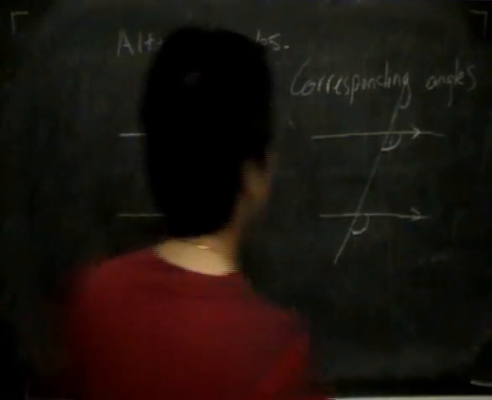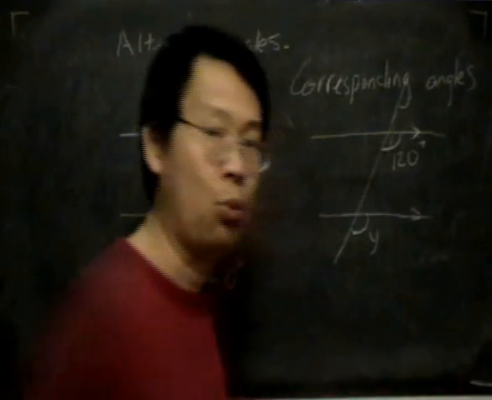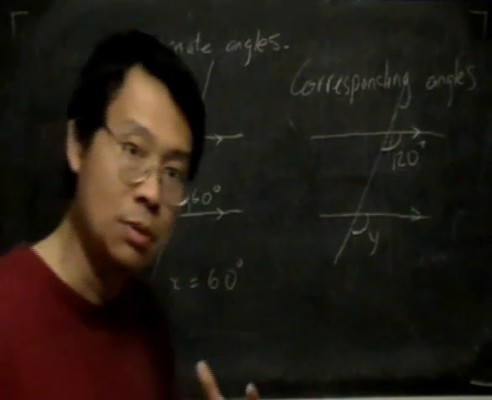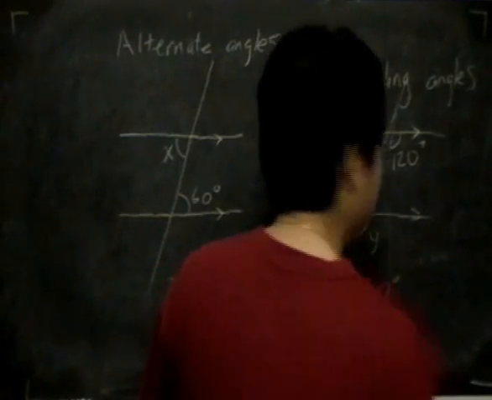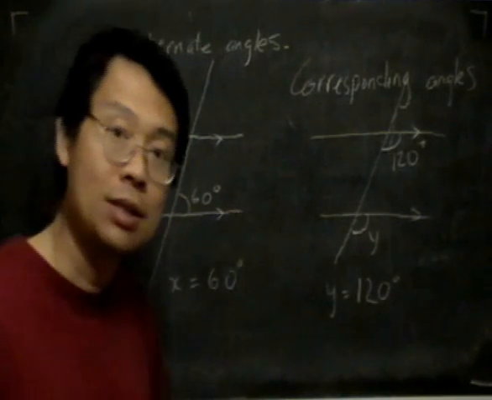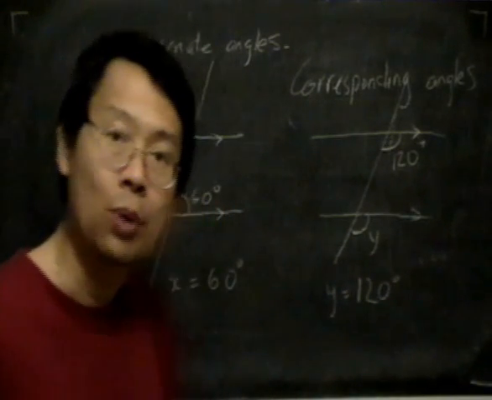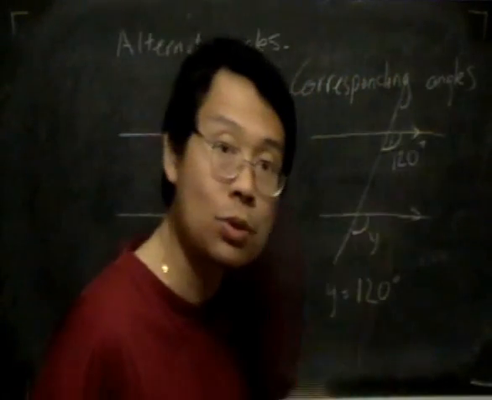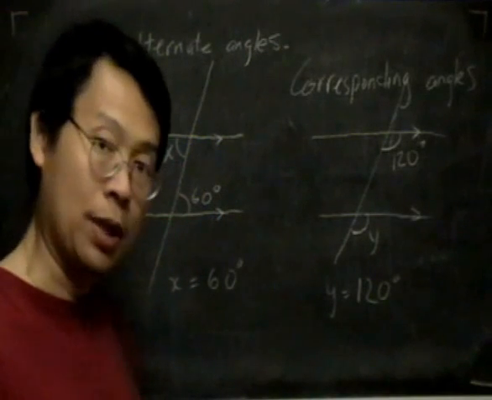So for example, if this angle is 120 degrees, and in the exam you need to find y, you need to find that angle there. So the answer is y is equal to 120 degrees. And the reason is they are corresponding angles. So in your working you can write y equals to 120 degrees, and next to this answer you can write down corresponding angles. So that's two properties. Okay, there is one more.